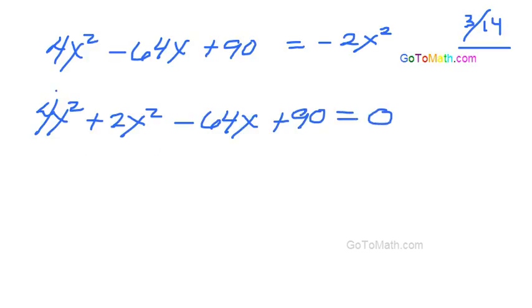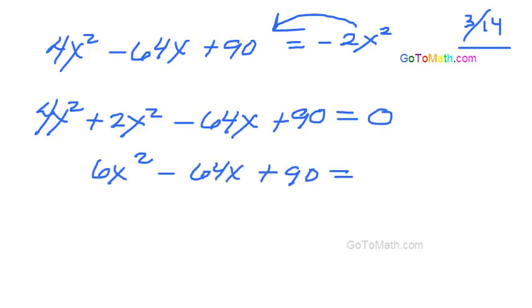Alright, so we brought this over to this side, and since this is negative, when we take it to the other side it becomes positive. Right? So let's collect like terms. We've got 6x squared minus 64x plus 90 is equal to 0.